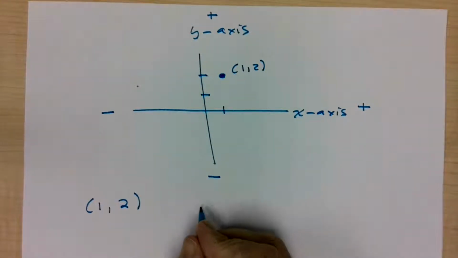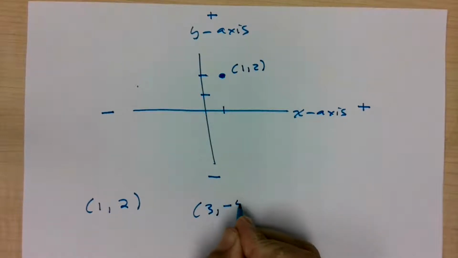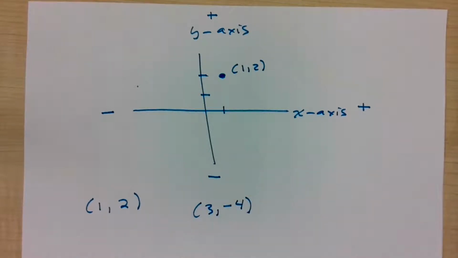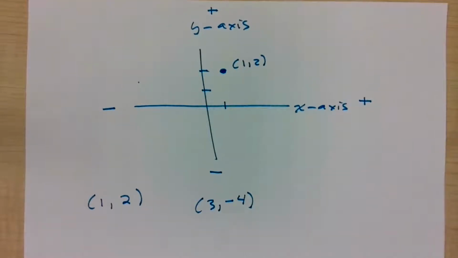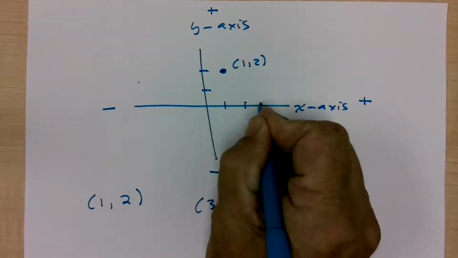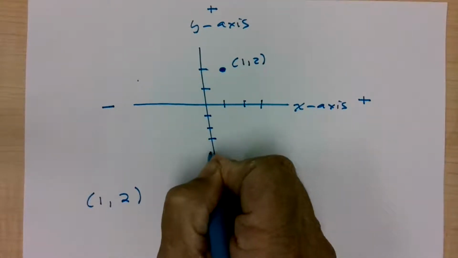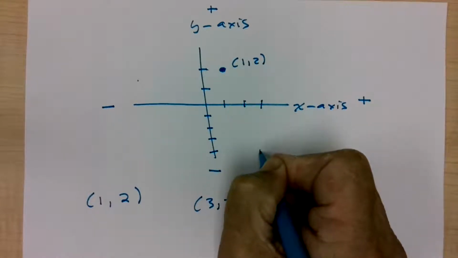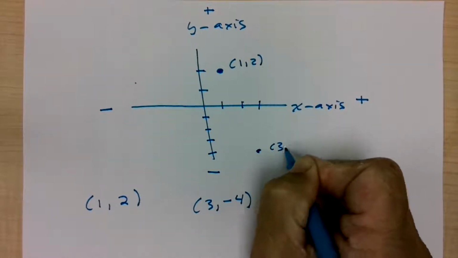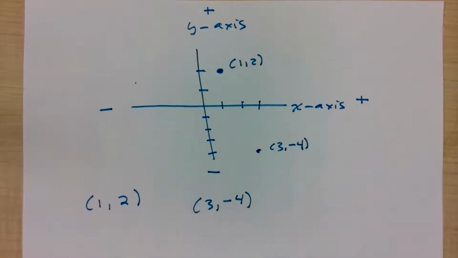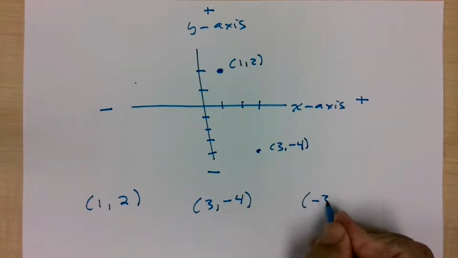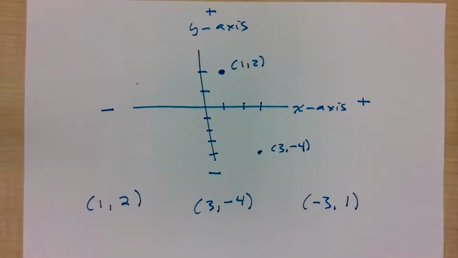If I want to go ahead and graph the point (3, -4), that's positive 3 in the x direction, down 4, -4 in the y direction. So what will that look like? 3 in the x direction, 1, 2, 3, 3 east, 4 south, 1, 2, 3, 4. So approximately here would be (3, -4).